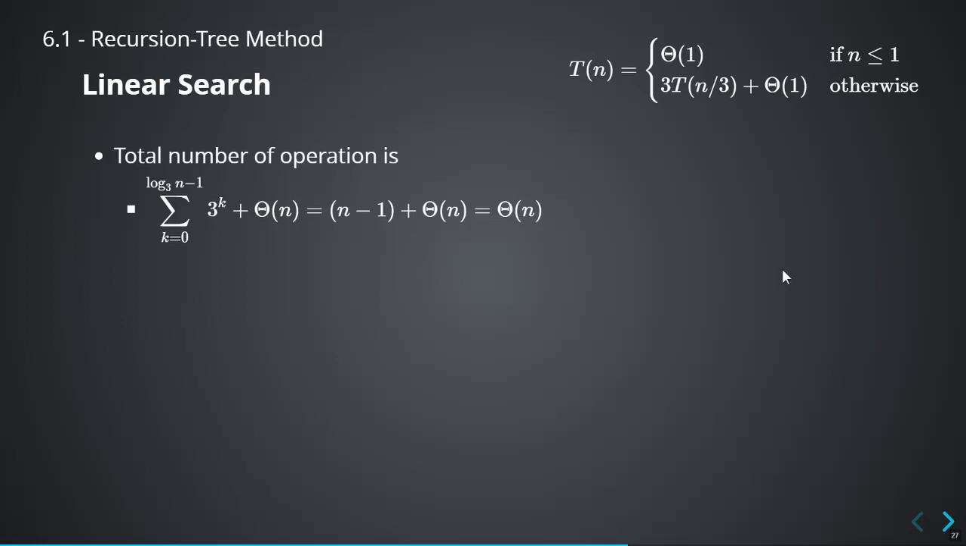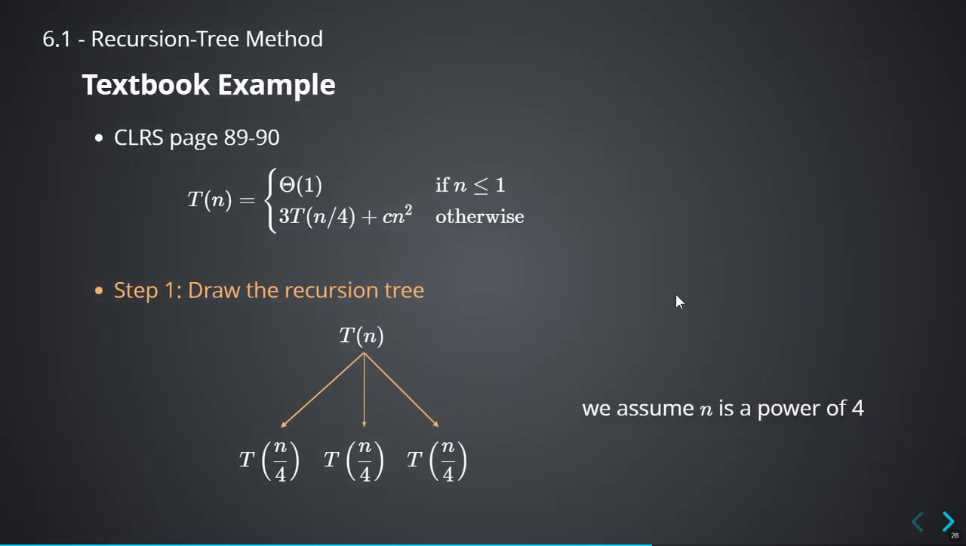Now let's do the textbook example. This is from CLRS, page 89 to 90. And this is going to be a bit more intense than what we've done so far. I think the two examples we've done are quite simple. This one's going up a notch because we're going to do T(n) = 3T(n/4) + cn squared.